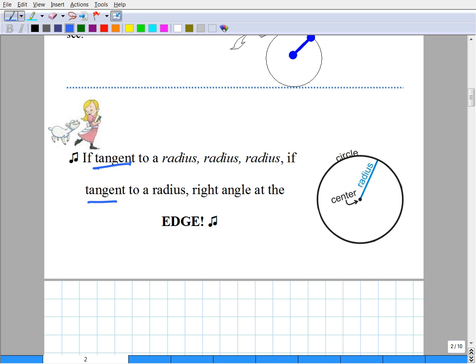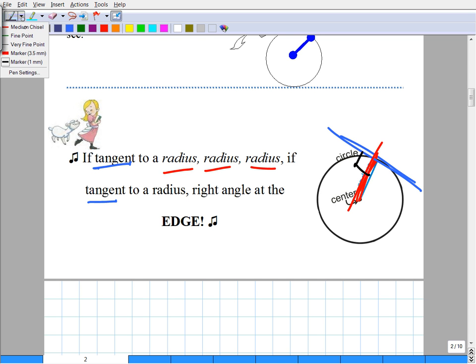Every time you see the word tangent, I'm going to trace it. Every time you see the word radius, I'm tracing it. Just watch for the moment because I'm going to ask you to do this. If tangent to a radius, radius, radius, if tangent to a radius, right angle at the edge.